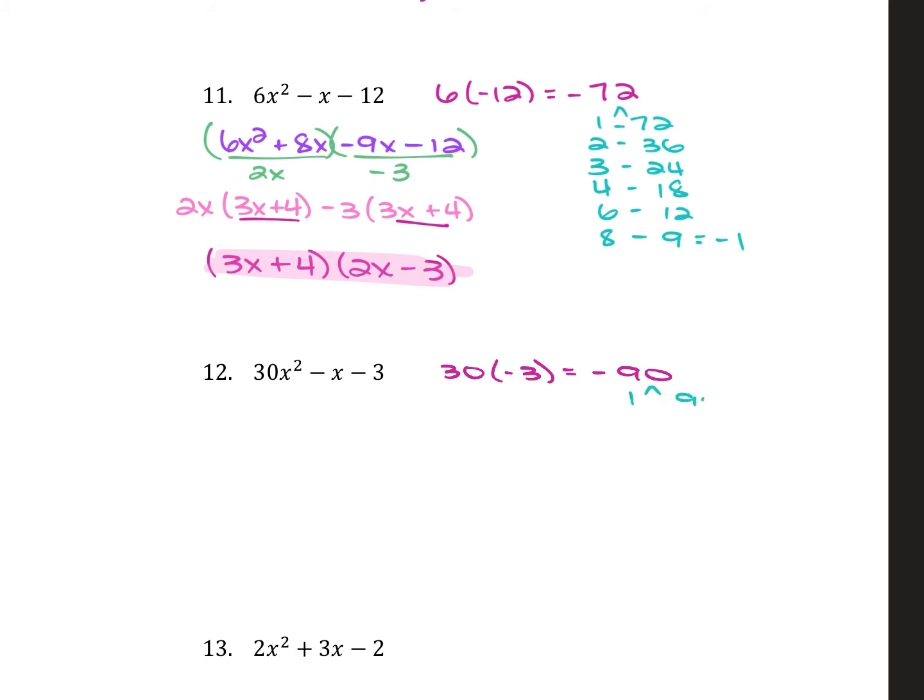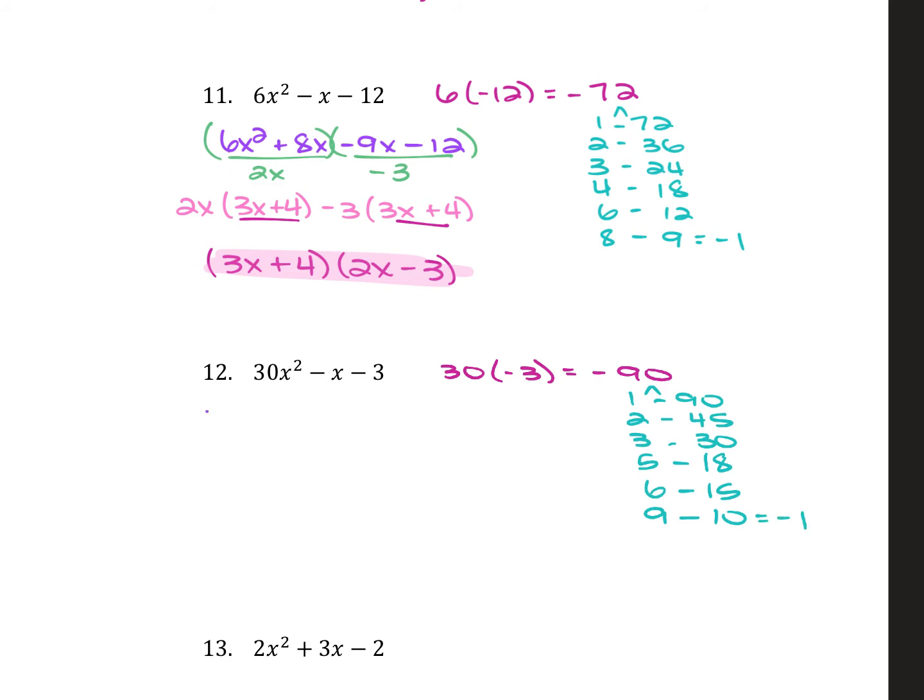We have 1 and 90, 2 and 45, 3 and 30. 4 does not go in evenly. 5 goes in 18 times. 6 goes in 15 times. 7 doesn't go in evenly. 8 does not go in evenly. 9 goes in 10 times. You have a negative 1 as your b term, so your bigger factor is going to be negative. If you do 9 minus 10, that gives you the negative 1 that you're looking for.